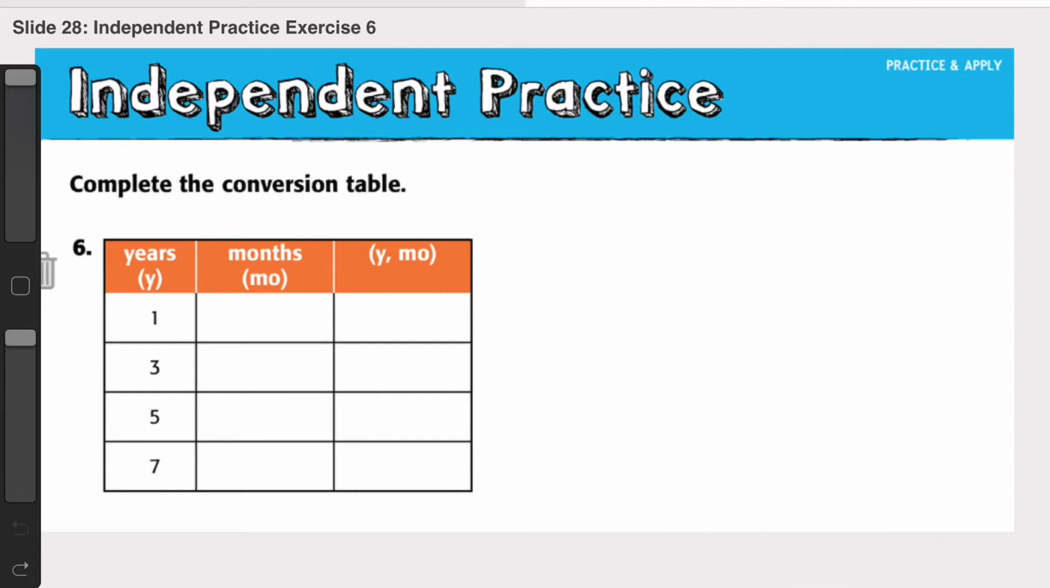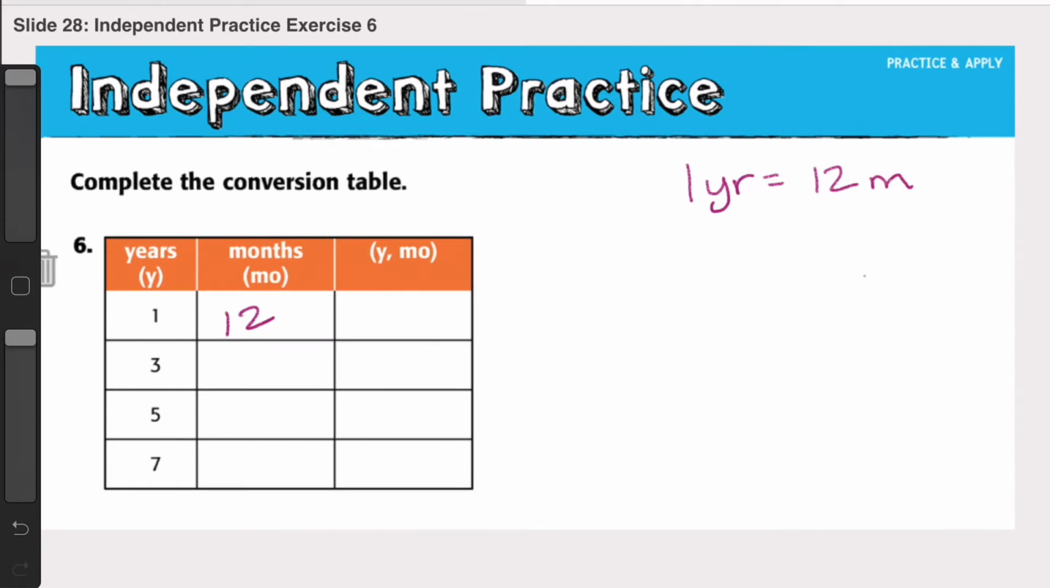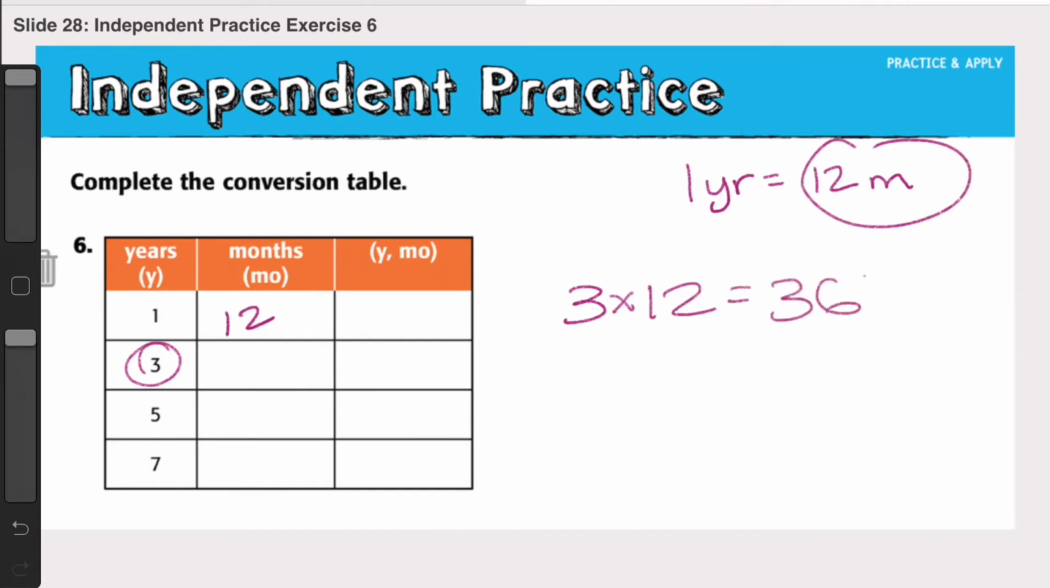So, this one is asking for years to months. So, in 1 year, there are 12 months. January, February, March, April, May, June, July, August, September, October, November, December, 12 months. Okay? So, in 1 year, there are 12 months. As long as we know our times tables, we know that 3 times 12 is 36. So there are 36 months in 3 years.